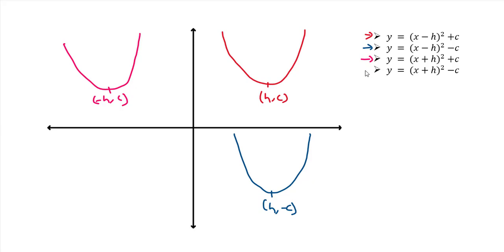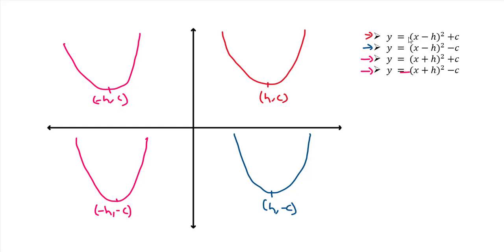Similarly, for the fourth equation, we have y is equal to x plus h the whole square minus c. So your graph will look like this. This point will now be minus h comma minus c. So this is how you can plot the graph which involves both the combined movement along the x direction as well as y direction. Now in this case, we have considered the coefficient of the independent variable as plus.